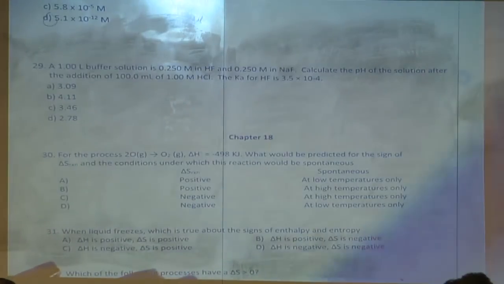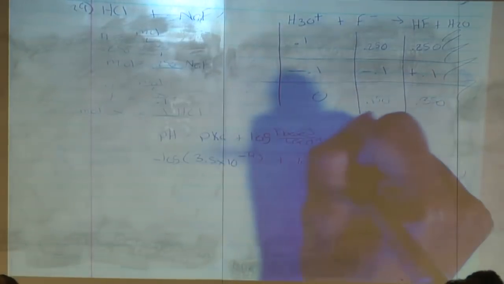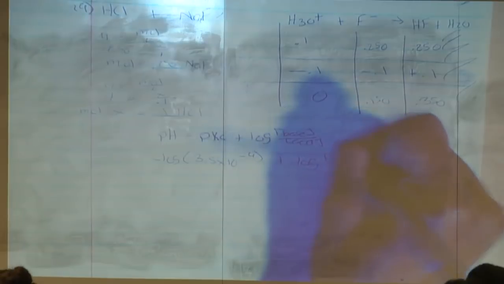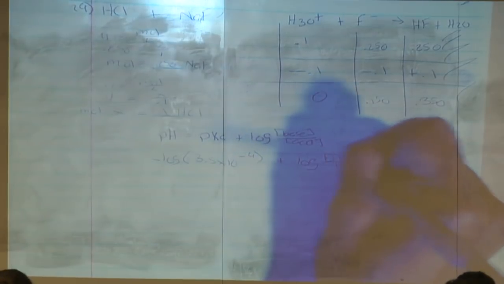This is still a buffer, so now we're going to use the Henderson-Hasselbalch equation. So pH equals pKa plus log of the concentration of the base over the concentration of the acid. Now the Ka for HF is 3.5 times 10 to the negative 4. So we do a negative log of that plus the log. The base in this situation is F, so it should be 0.15 over 0.35.